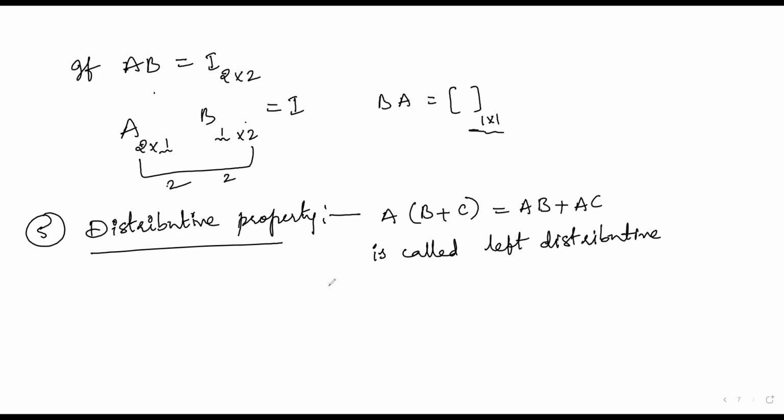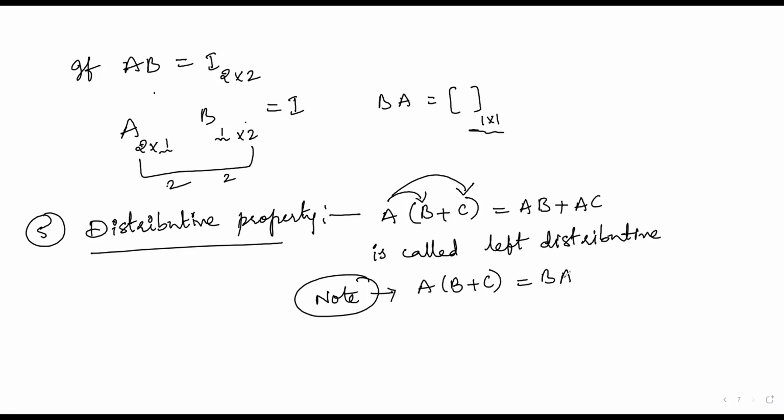Here you should note very carefully, a very important remark. You have to distribute from the left side. You cannot write BA plus CA. This is wrong, because matrix multiplication is not commutative. You cannot write like that.